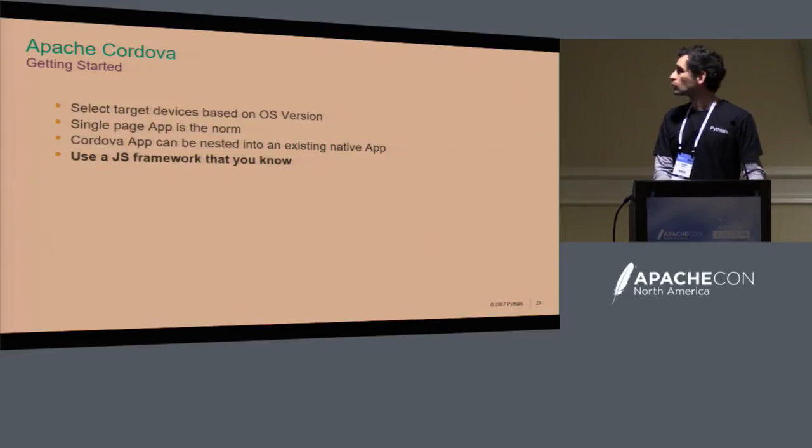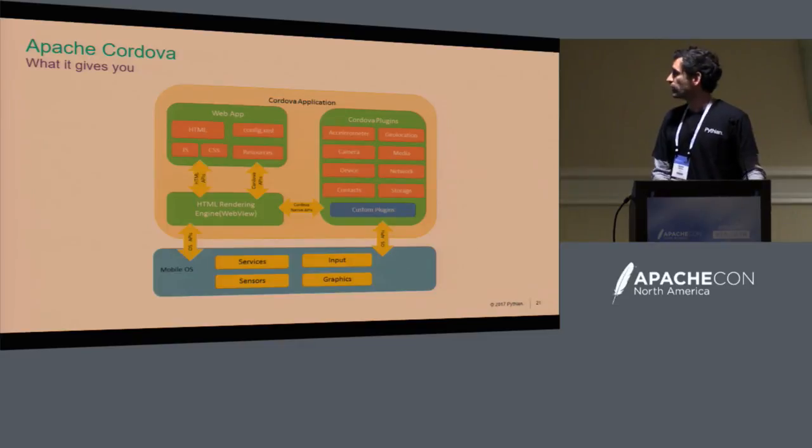So how do you start? You basically select the devices and the OS versions that you want. You have a command line client. The norm is that you would want to build a single page application. It's much easier. And then you use the command line to build the application for the targeted OS and device. And basically that's it. It's actually pretty easy.